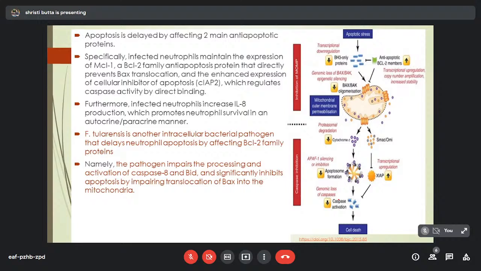Apoptosis is also affected in Francisella tularensis. Now, what does that do? This is another intracellular bacterial pathogen that delays neutrophil apoptosis by affecting the BCL2 family protein. Namely, the pathogen impairs the processing and activation of caspase 8 and BID, and significantly inhibits apoptosis by impairing translocation of the Bax. That is, the mitochondrial pathway of apoptosis shown alongside is disrupted completely. So an anti-apoptotic effect may be produced.